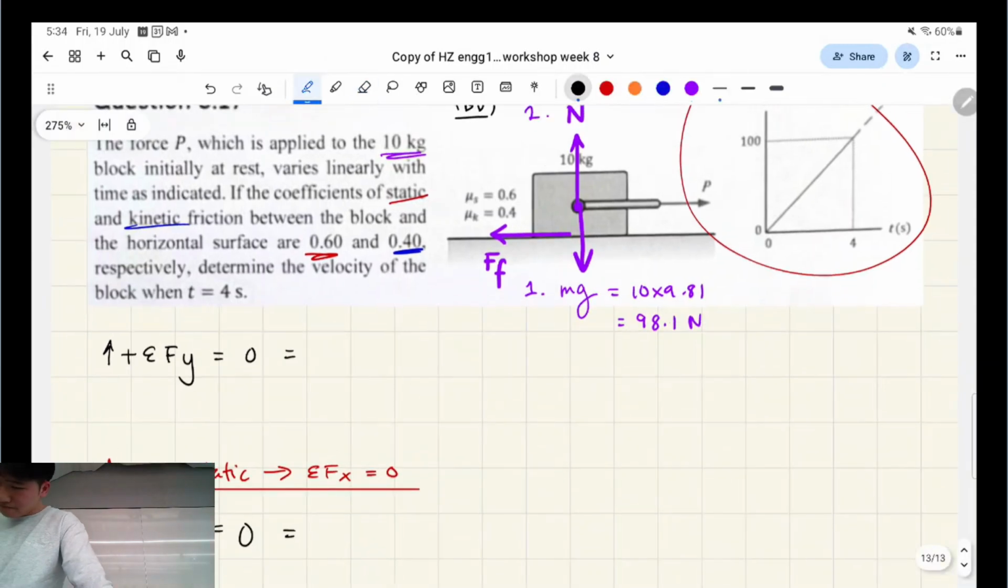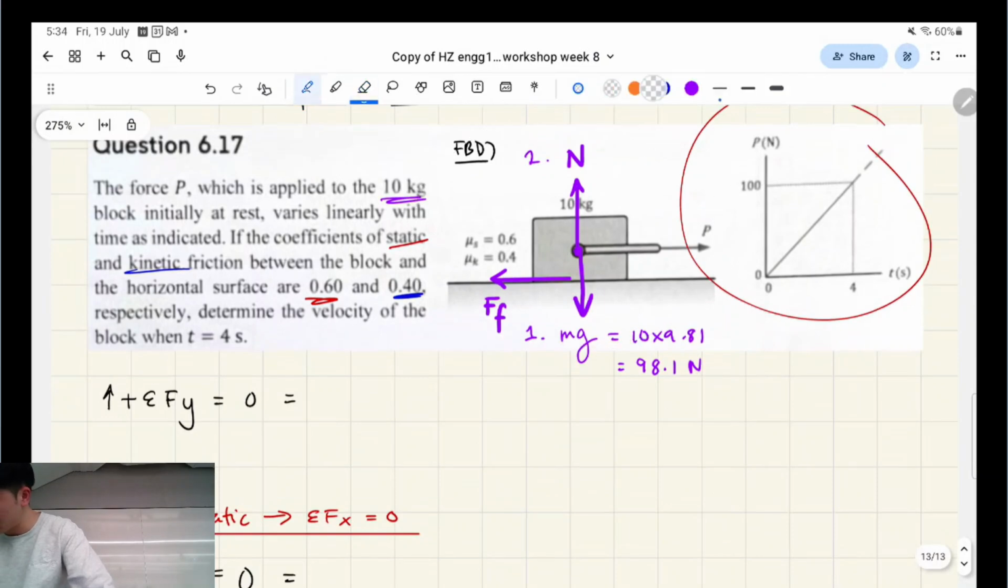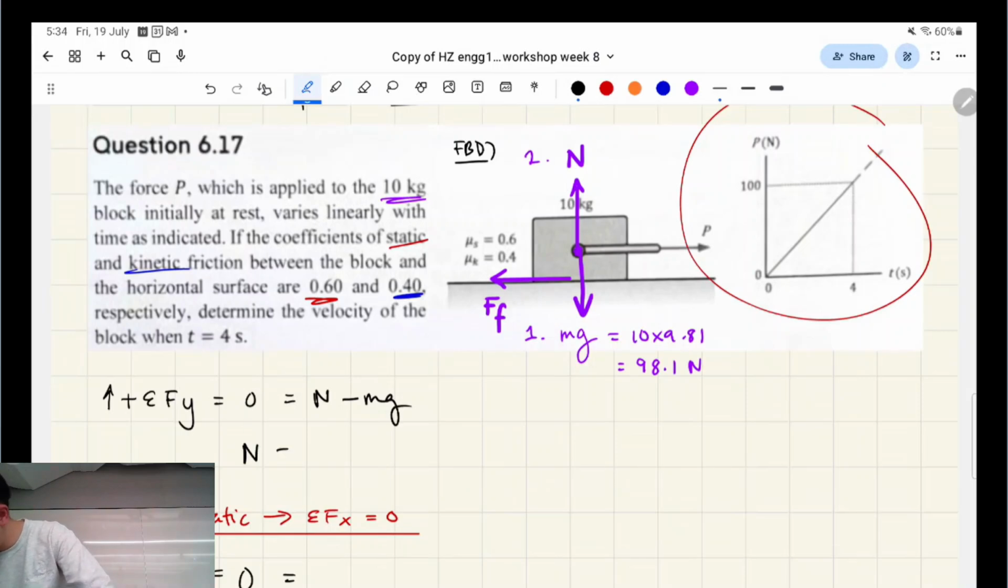Okay. So basically, this is our free body diagram, right? We have the normal force and we have mg. As you can imagine, these two things will balance each other out. The normal force is going to be equal to that, 98.1 newtons.